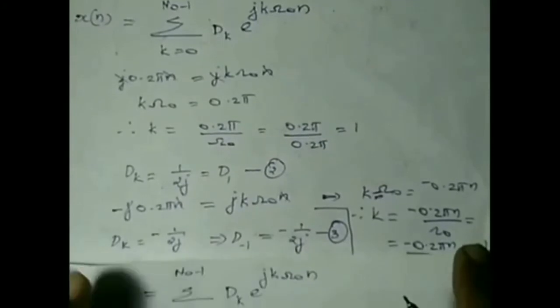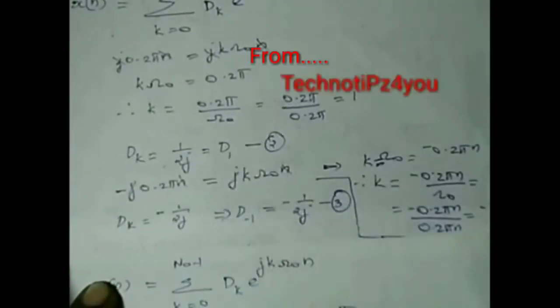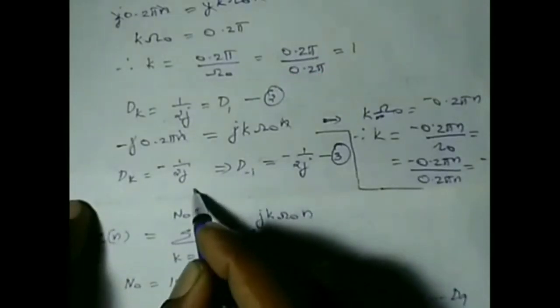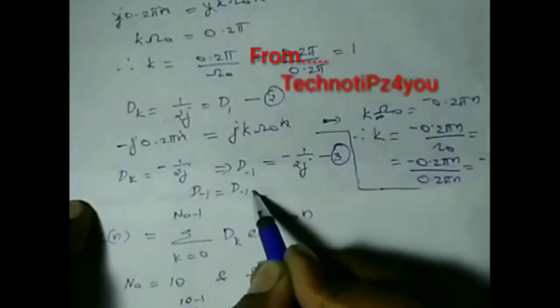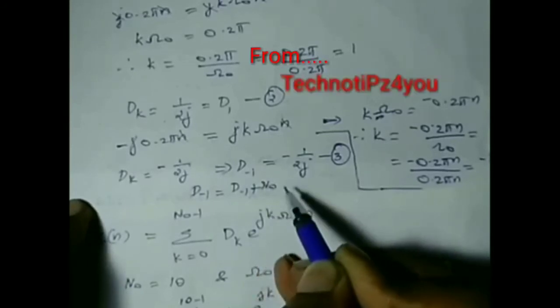And back to the Fourier coefficient. Here we obtained two coefficients only, d1 and d minus 1, but the problem is that we have positive Fourier coefficients only by these equations, so we had to apply the periodicity. d minus 1 will be equal to d minus 1 plus n0. What does it mean?